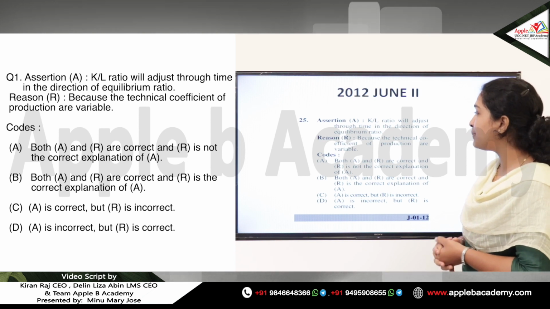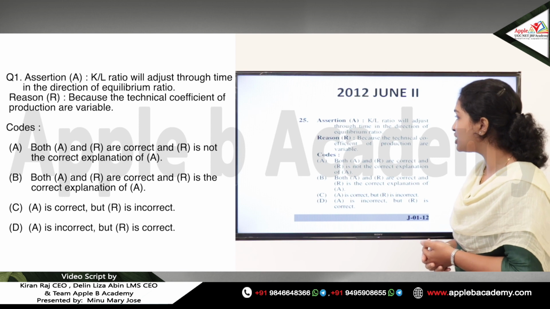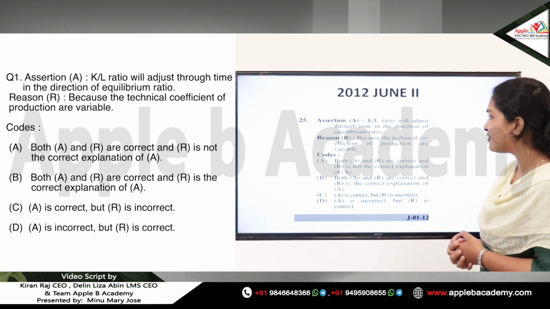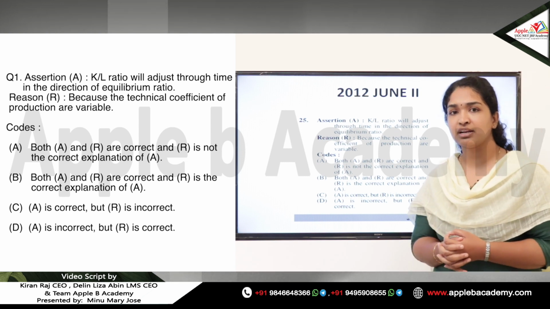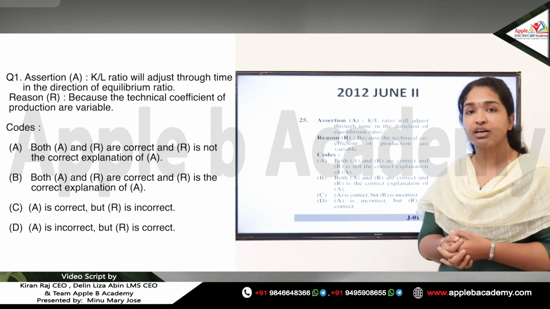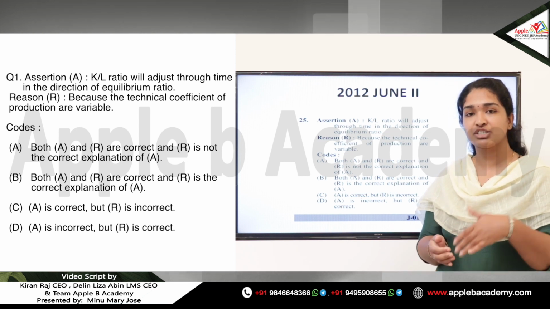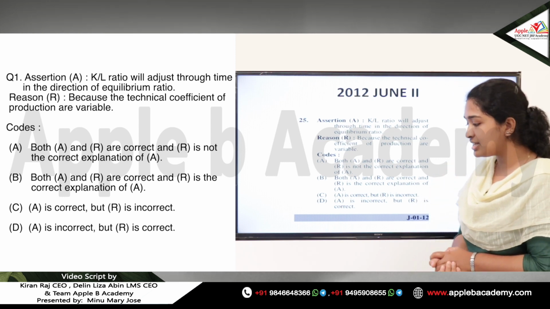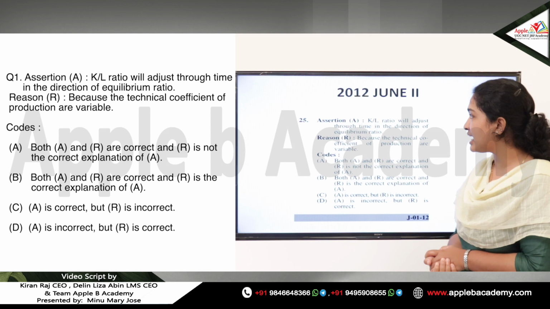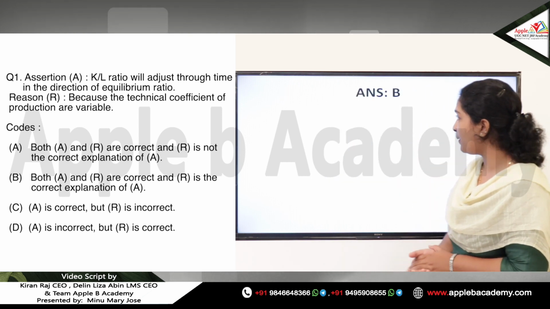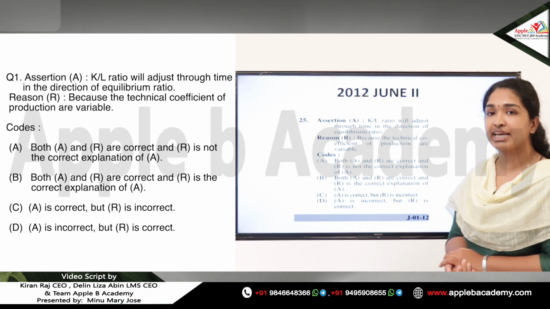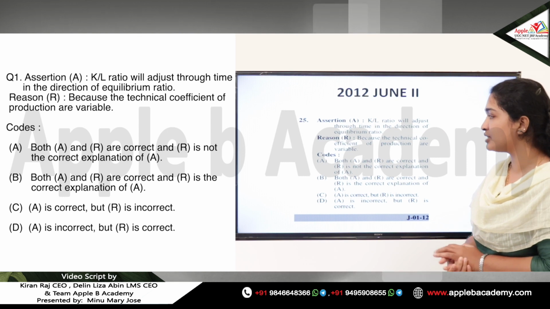The assertion is the K by L ratio will adjust through time in the direction of the equilibrium ratio, and the reason given is that because the technical coefficients of production are variable. It means that the K by L ratio will change accordingly to reach the equilibrium point. So the answer to this question is option B, that is, both assertion and reason are correct, and R is the correct explanation of A. So that is the answer for this question.